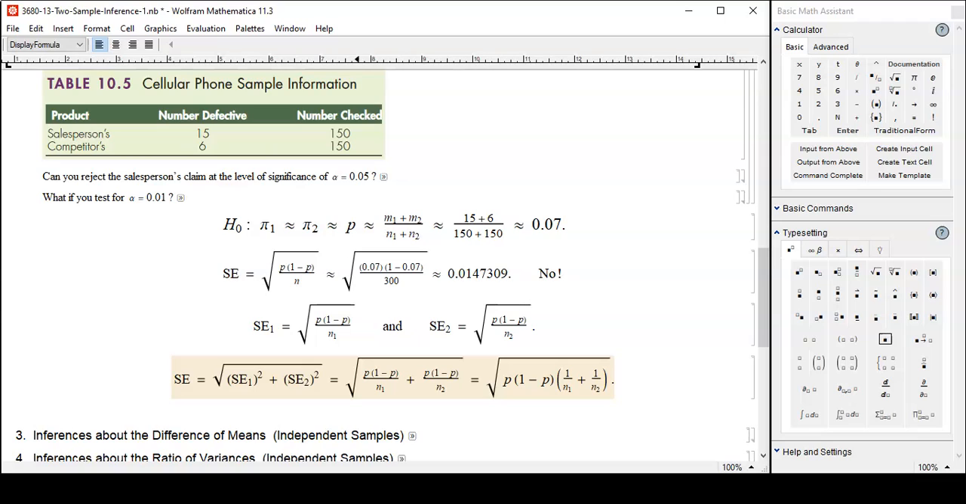And that's how the new SE formula is coming into play. So, that didn't make sense. Let's go back. Under the null hypothesis, you have to pool everything together and reconcile the two proportions. So the numerator is m1 plus m2, and the denominator is n1 plus n2. Pool them all together. There are a total of 300 phones across the manufacturers, and out of that, a total of 21 defective. That is my common proportion.